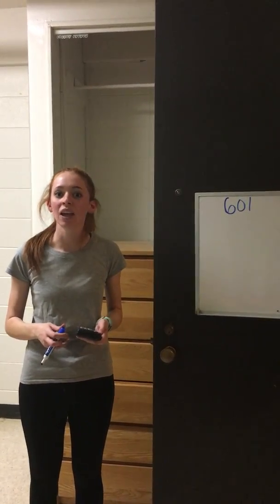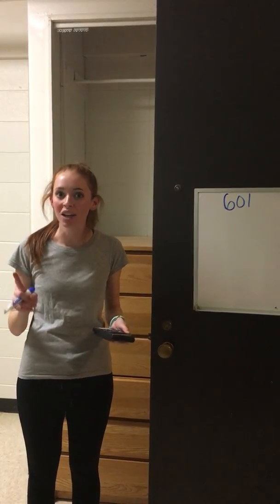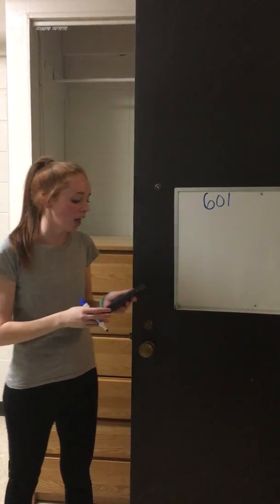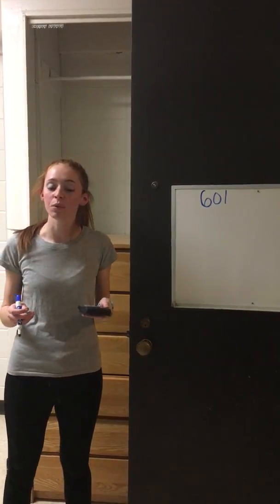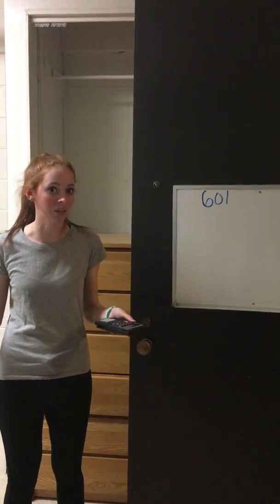A prime number is any counting number that is divisible by 1 and itself. On the other hand, a composite number is a number that is divisible by any other counting number along with 1 and itself. Today we're going to look at the number 601, and we're going to see if this number is going to be a prime or a composite number.